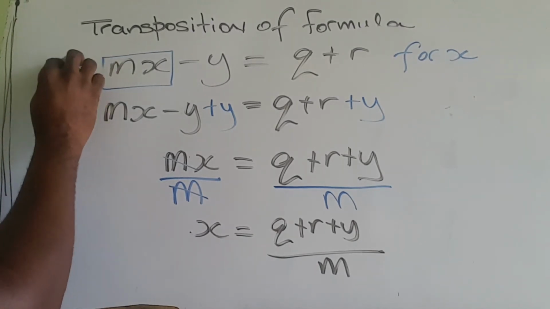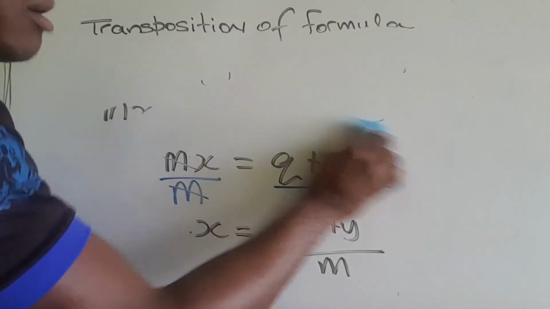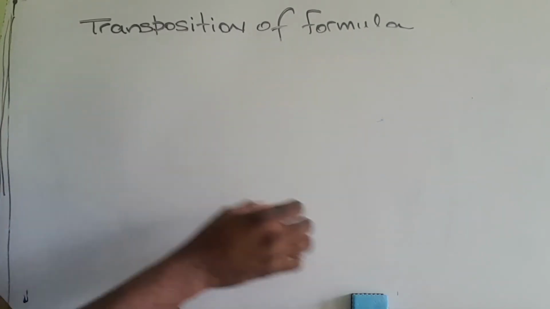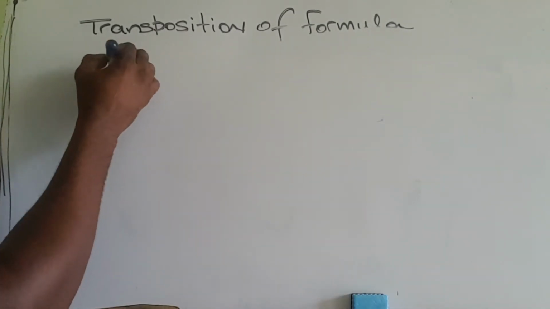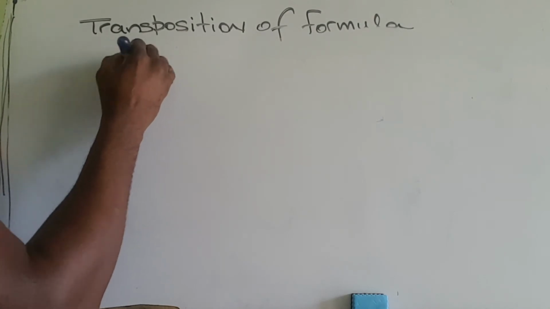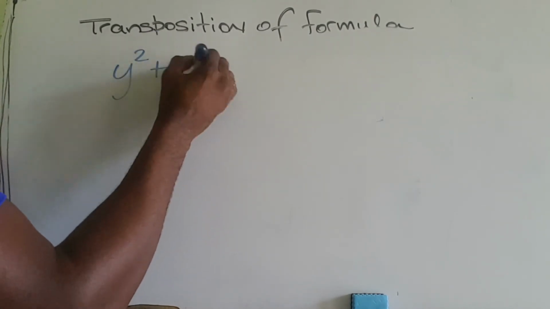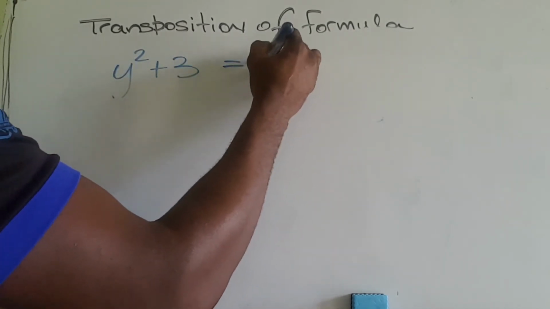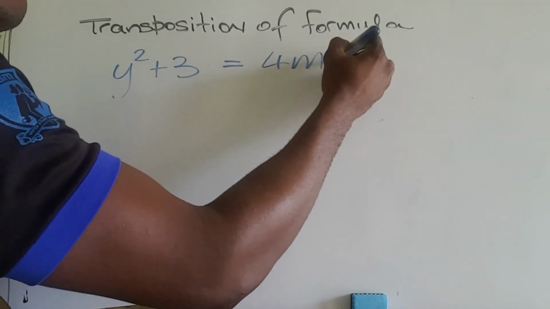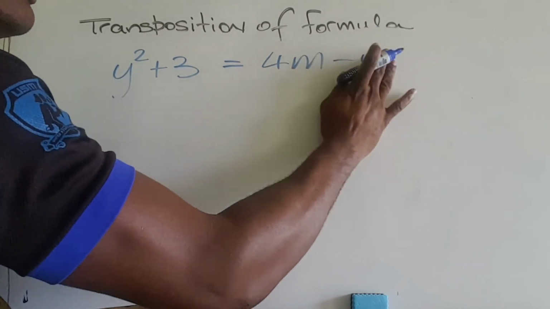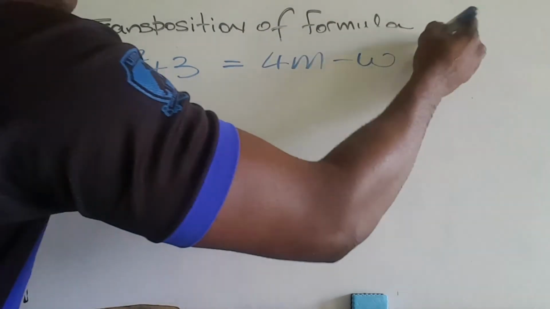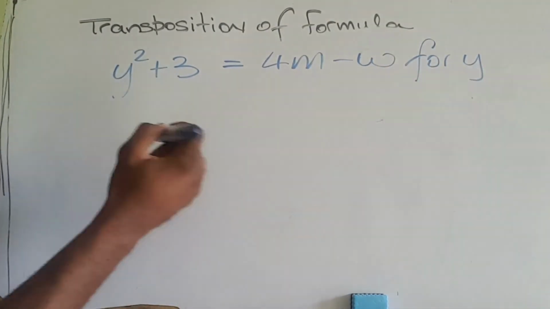All right, let's look at probably one more case quickly. Let us say we look at another case. What if we have a case where I'm seeing y squared plus 3 equals, say, 4m minus w, and I want this for y.